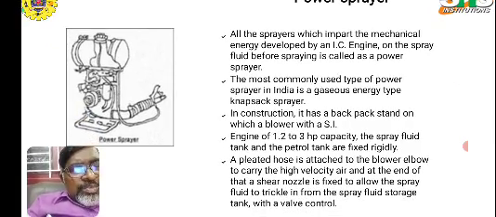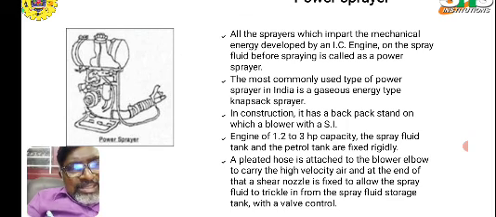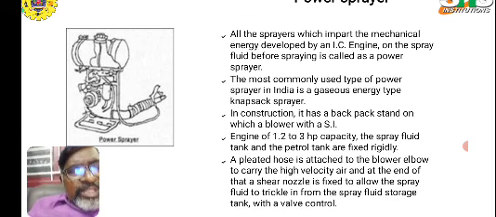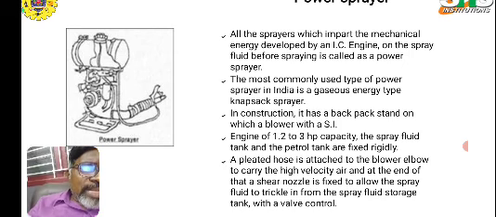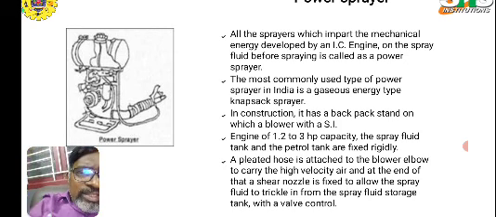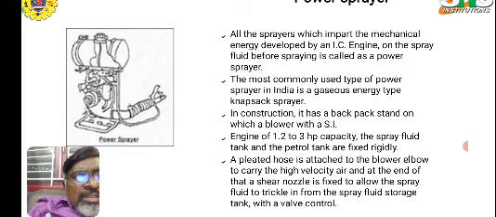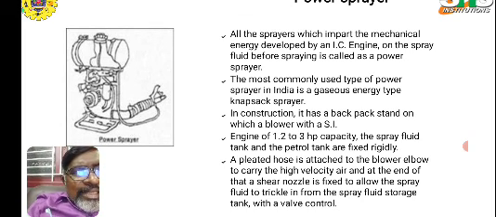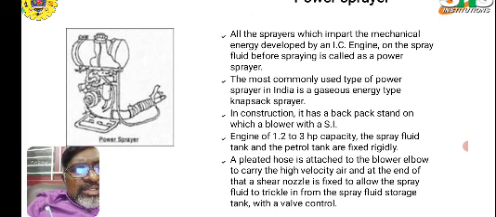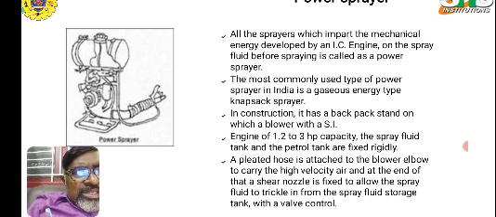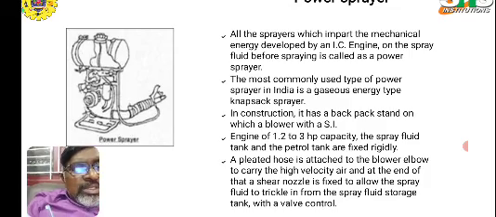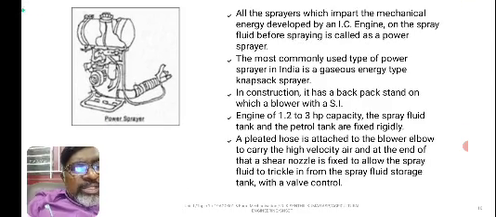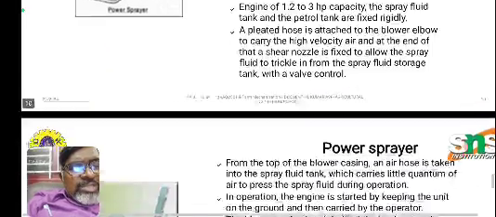The most commonly used type of power sprayer in India is the gaseous energy type knapsack sprayer. In construction, it has a backpack stand on which a blower with an SI engine of 1.2 to 3 HP capacity is mounted. The spray fluid tank and the petrol tank are fixed rigidly. A plunged hose is attached to the blower elbow to carry the high velocity air, and the end of the shear nozzle is fixed to allow the spray fluid to trickle in the form of spray, along with the fluid storage tank as well as a valve control.